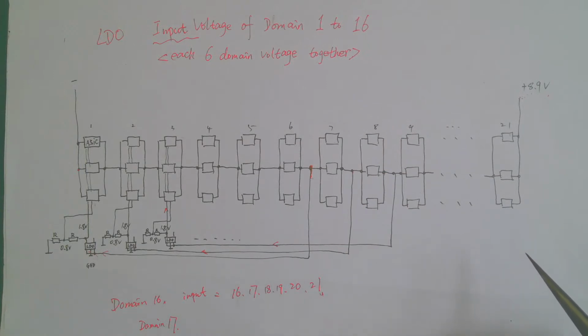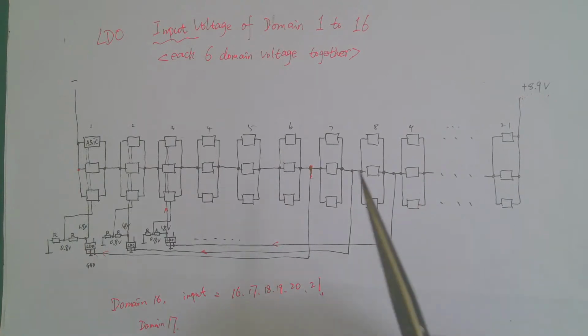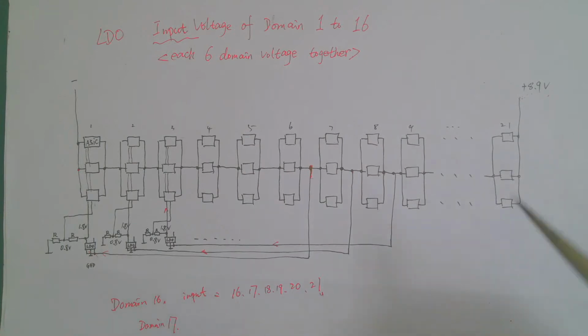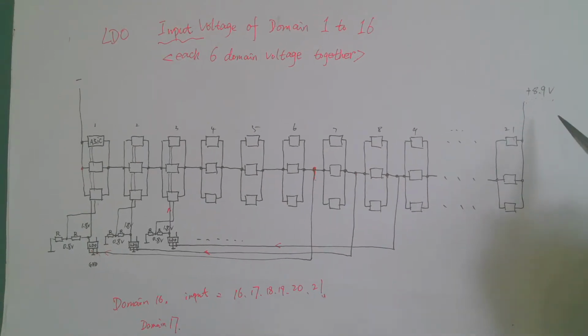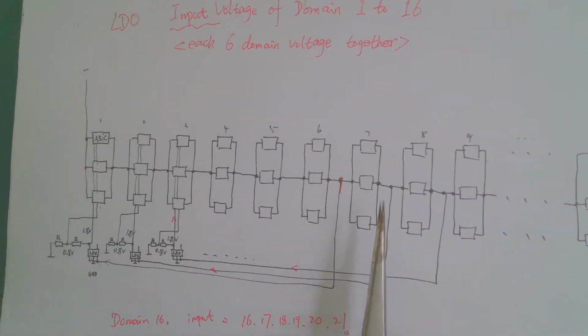This is a hand-drawn diagram of the S9 hashboard. The input voltage goes through the DC to DC circuit, and the input voltage to the whole hashboard is 8.9. And here, in every domain, there is an LDO. Near the LDO, there are two resistors.